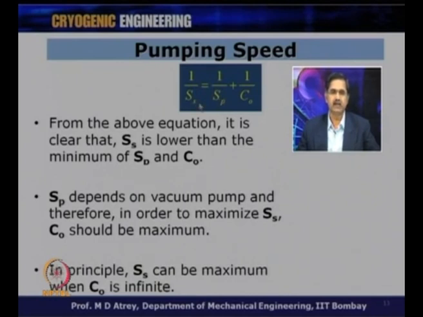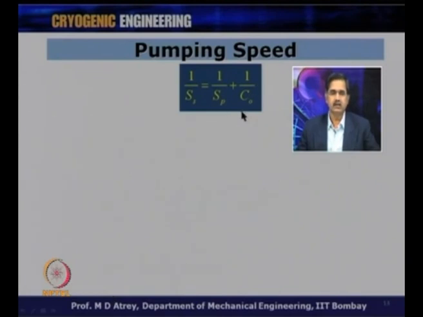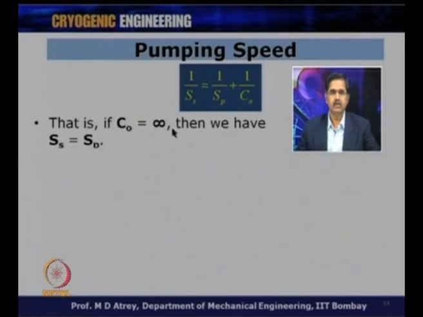In that case, we can say that the maximum value of system speed can be equal to the pumping speed. So, in principle, SS can maximum be equal to SP, and SS can be maximum when CO is infinite. If CO is infinite, then we have SS is equal to SP. Can we have CO as infinite? Is it possible? We will see that later.